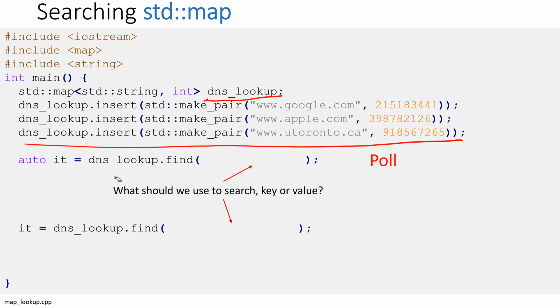I need to pass something to find. So let's say I want to look up Google. What should I pass in? Should I pass in the key? Should I pass in the value? What makes sense? For a binary search tree, how should I find things? Pass the key or pass the value?